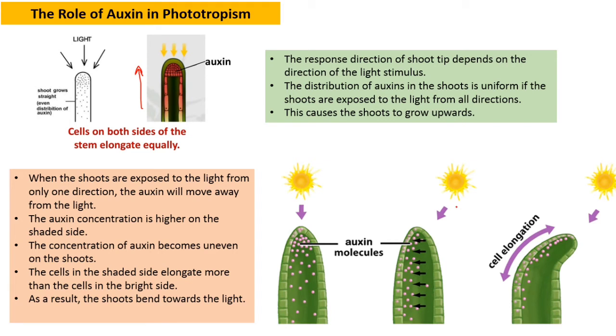Look at the picture. So we put the light stimulus on only one side, the light from this part. The auxin will move to the shaded region. So there is more concentration of auxin in the shaded region, which makes more elongation of the shaded region. That's why the shoot bends toward the light.